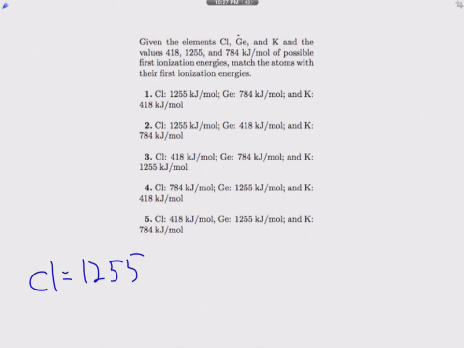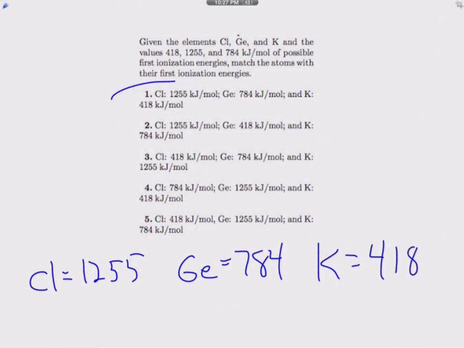And then next we go down a row, and then we have to compare potassium and germanium, which are in the same row. So they're both going to be lower than chlorine. We just have to decide which is in the middle and which is at the bottom of the list. Well, ionization energy increases from left to right. So the one to the right is going to have the higher ionization energy. The one that's more to the right is germanium, because potassium is at the far left, and germanium is in the P block on the right-hand side. So germanium is going to be the second highest energy of this group, and that means that potassium is the lowest in terms of ionization energy.